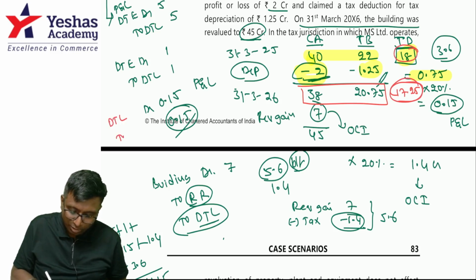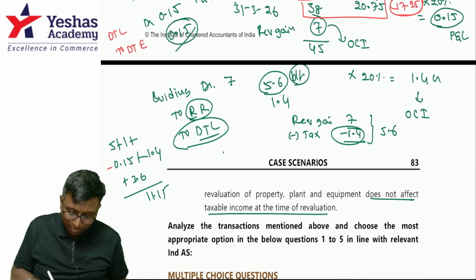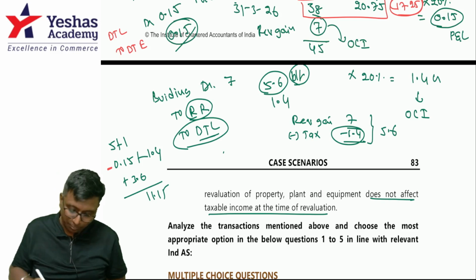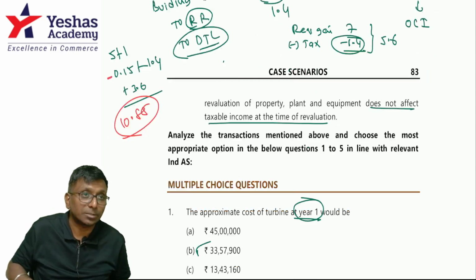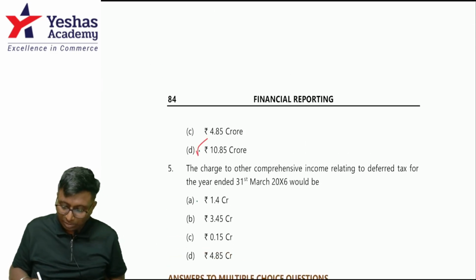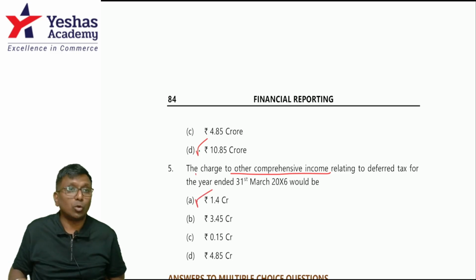This is DTL account debit to deferred tax expense. So 0.15. In this 0.15, what am I supposed to do here? Here I am supposed to do minus 0.15. Now you do the calculation. 5 plus 1 that is equal to 6, minus 0.15. Correct now? Plus 1.4 plus 3.6. Altogether 10.85. Yes, that is equal to 10.85. Yes, this is the right answer. Okay, that is the basic error that has happened. The charge to other comprehensive income is equal to 1.4 CR.